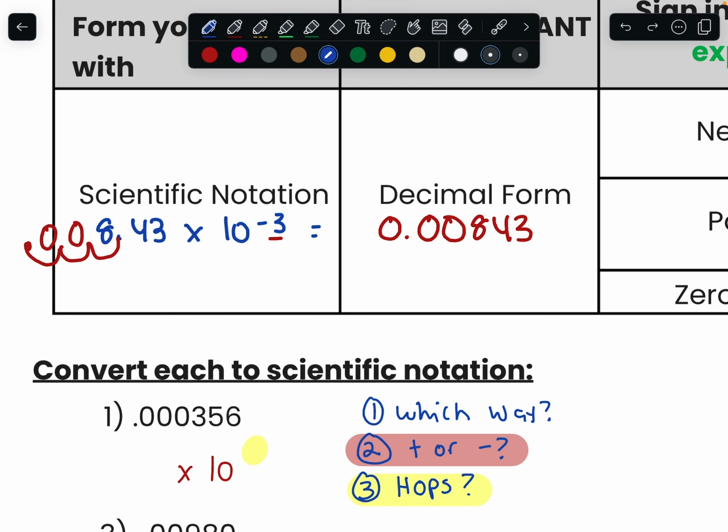Let's go the other way. So if I have 8430 times 10 to the third, how would I write this in scientific notation?